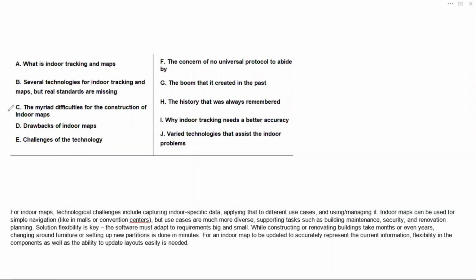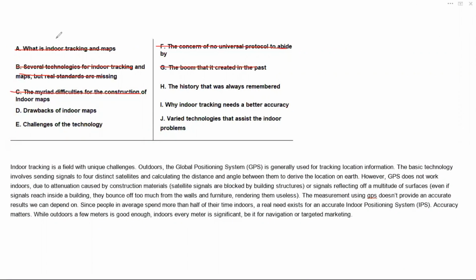So be very, very careful. A lot of options closely resemble each other, but the answer for this question is the myriad difficulties for the construction. They're not talking about the challenges faced by the technologies. Rather, they're talking about the difficulties for the construction of the indoor maps. They closely resemble, but at the end of the day, you are the one who eliminates the options. So all right, this is the state we are at right now.